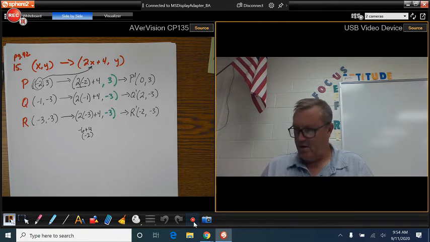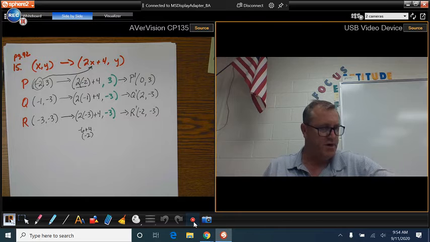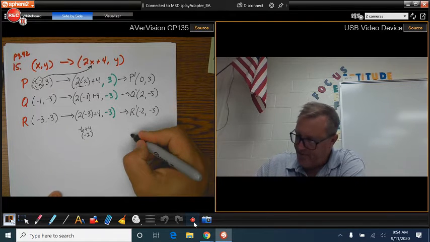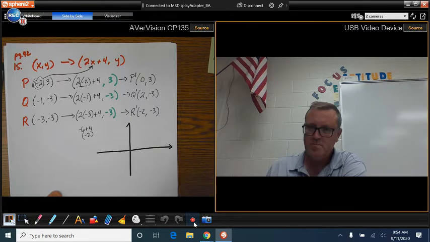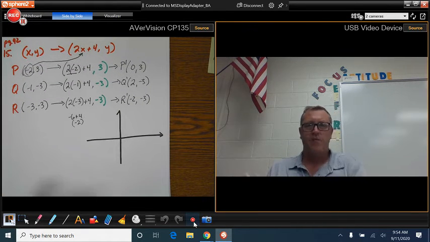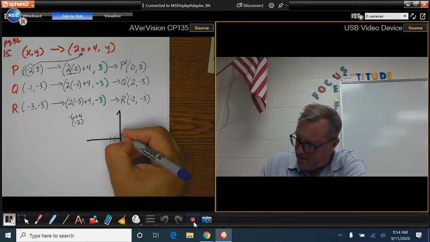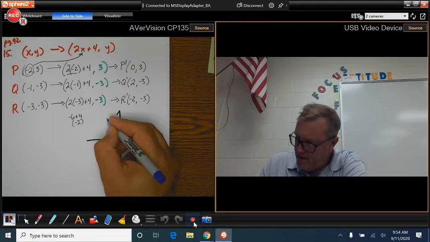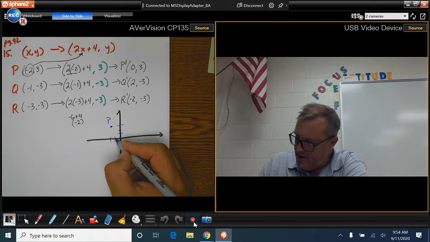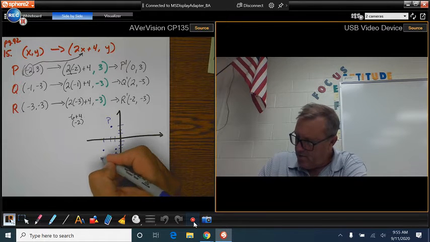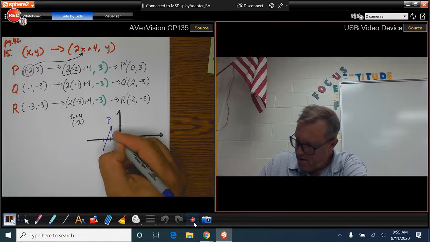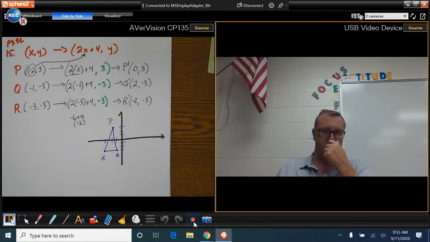Okay, so maybe you don't have graphing paper, so I'm going to do this like I don't have graphing paper. All right, what's my original? Negative 2, 3. There's my P. Negative 1, negative 3. Negative 3, negative 3. P, Q, R. There's the original, which is already given to you.